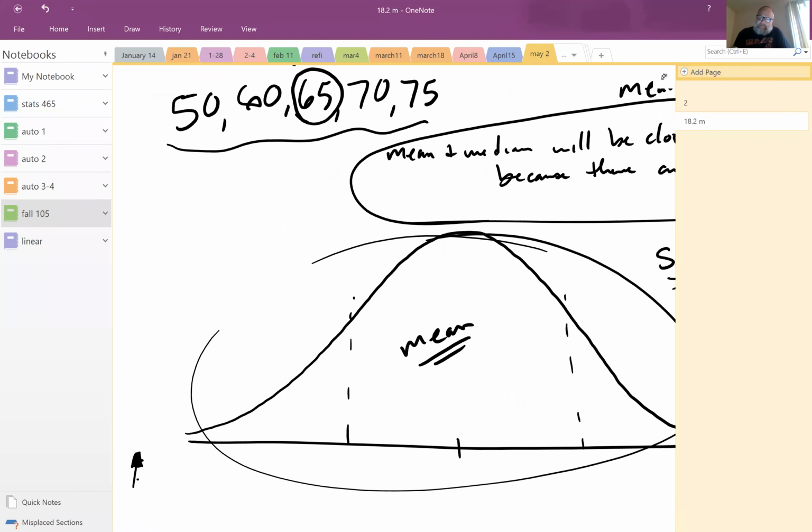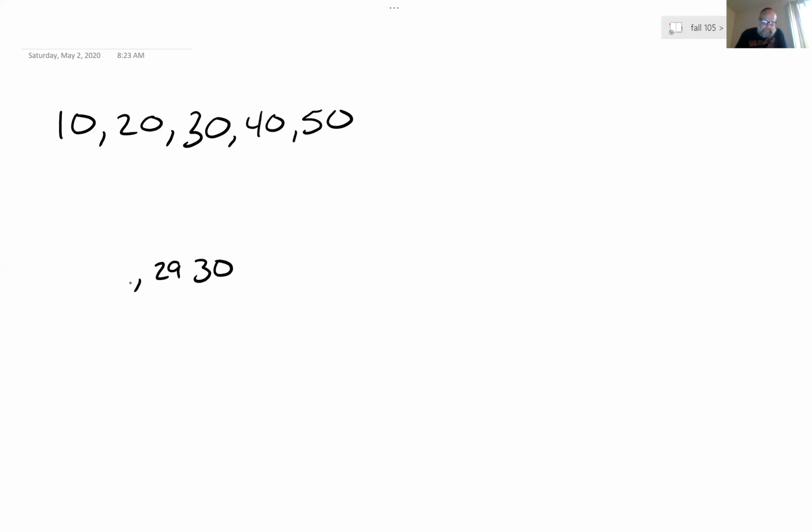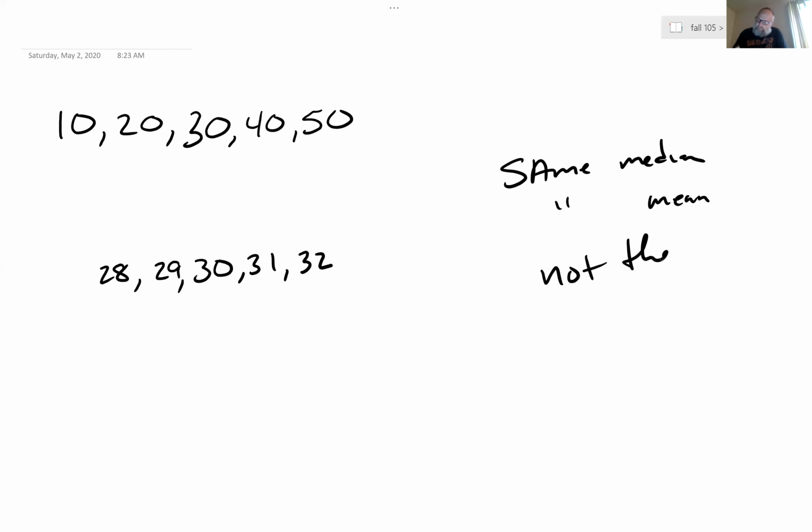Now, the average or the middle is not the end all and be all, okay? So this data set here, and I'm making this one purposely boringly easy, okay? And this data set here have the same median. They have the same mean, but they're not the same. Clearly, right? So there's more to it than where is the middle, okay? There's more to it than that. It's how spread out the data is, something else I'd like to know.